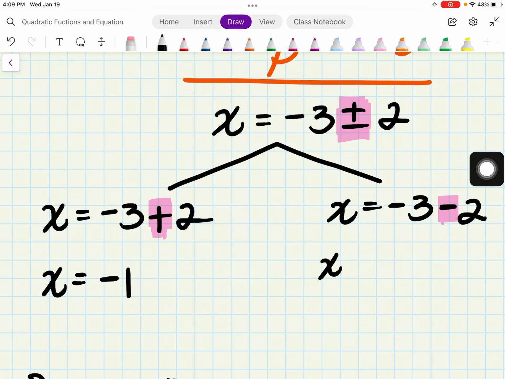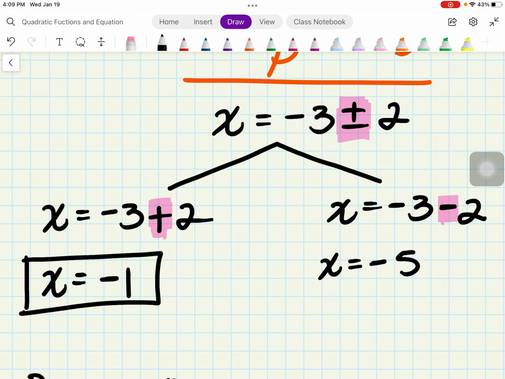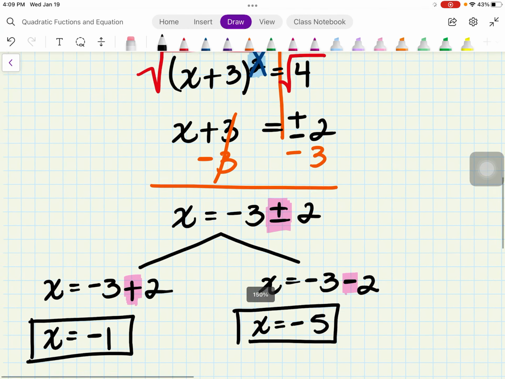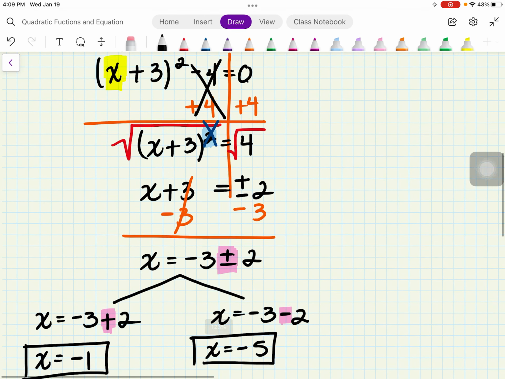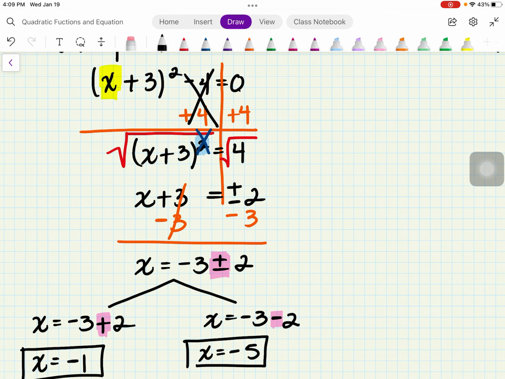On the other side, right-hand side, I have x equals negative 3 minus 2. Same signs add, and you keep the sign. So x in this case is going to be equal to negative 5. So our answer in this case is x equals negative 1 and x equals negative 5.